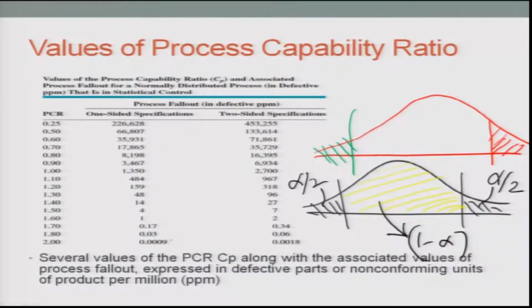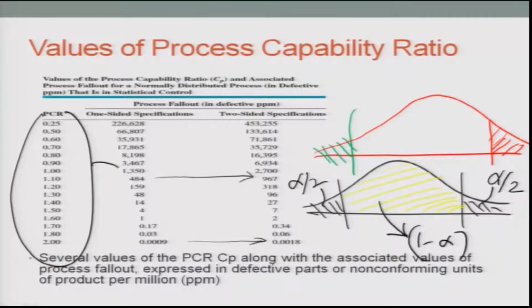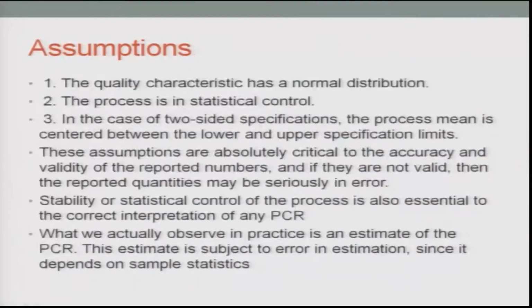So if you are considering the values of 0.0009, for the two sided one it would be about double of that. If you are considering, say for example, 484, it should be about 968, but it is 967. So those values of plus 1 have been adjusted to make the values approximately exact. So the PCR values would dictate either the one sided or the two sided, depending on how the case is. Now considering the assumptions, the quality characteristic has a normal distribution, as we have been discussing time and again.